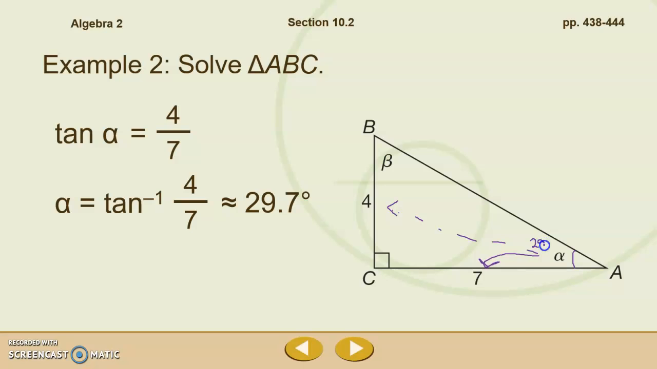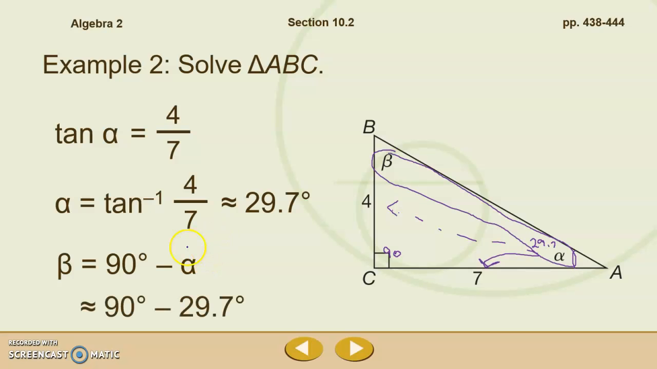If I know that this angle is 29.7, and I know that this angle is 90, how can I find this third angle? Hopefully you remember that all the angles of a triangle add up to 180. So if I take 180 degrees minus 90 minus 29.7, I'll find the angle there. Or I know that these 2 angles also have to add up to 90, so I can just take 90 minus my 29.7. Either way, you'll find that angle B, or beta, is 60.3 degrees.